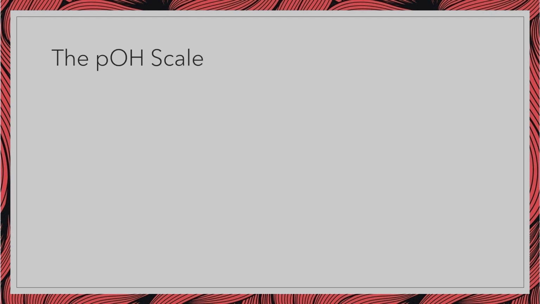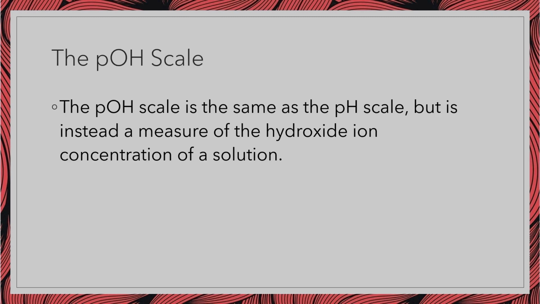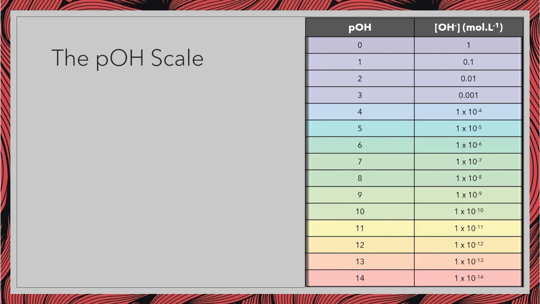So the pOH scale is very similar to the pH scale, but instead it's a measure of hydroxide ion concentration of a solution. Very similarly to pH, at a pOH of 0, our hydroxide ion concentration is 1. And as we go up the pOH scale, our hydroxide ion concentration decreases by tenfold until we get down to 14, which is 10 to the negative 14 moles per liter of hydroxide.